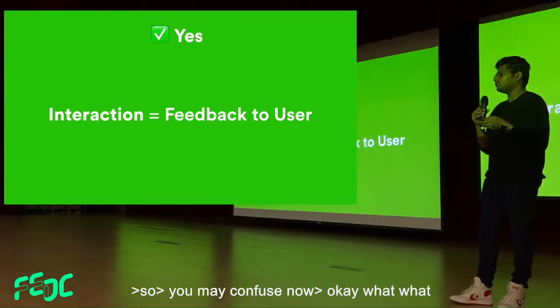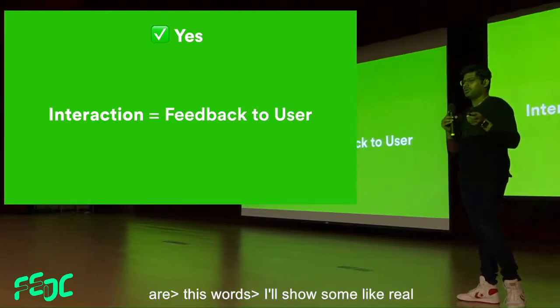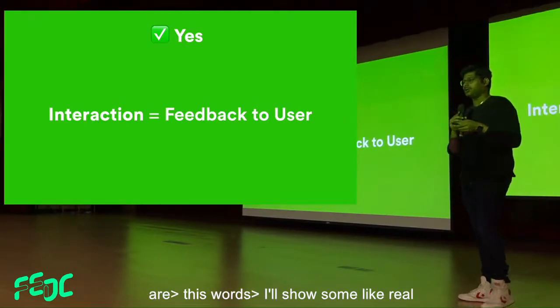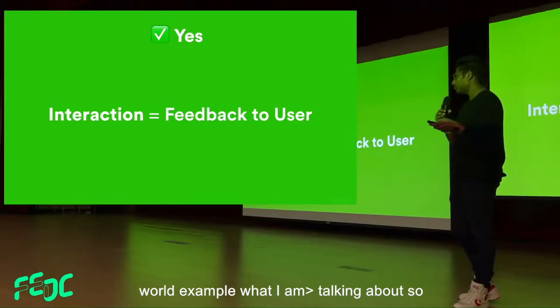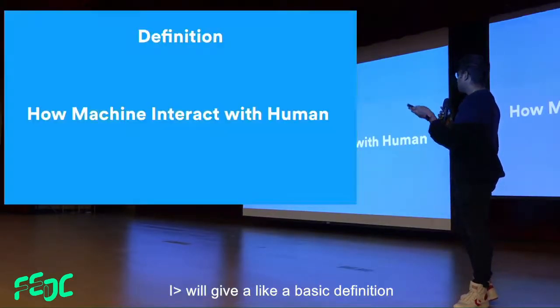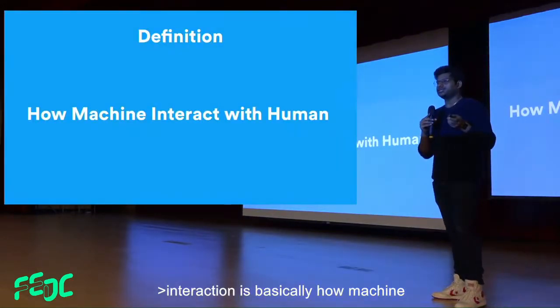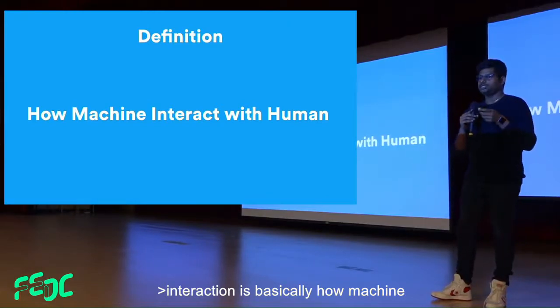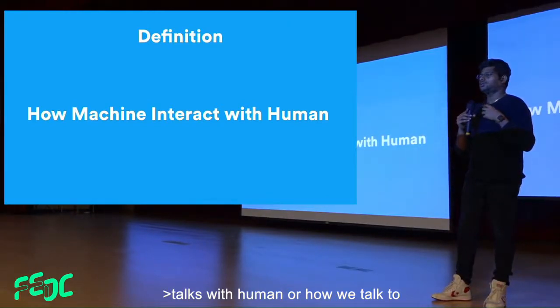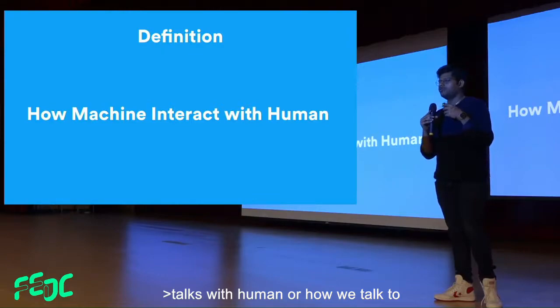You may be confused now about what these words mean. I'll show some real-world examples of what I'm talking about. First, a basic definition: interaction is basically how a machine talks with a human, or how we talk to a machine.